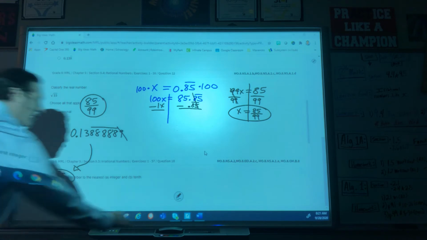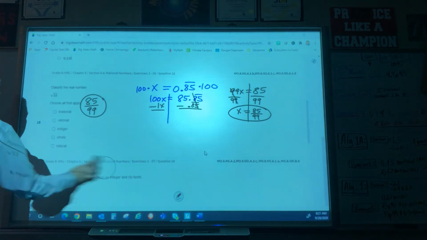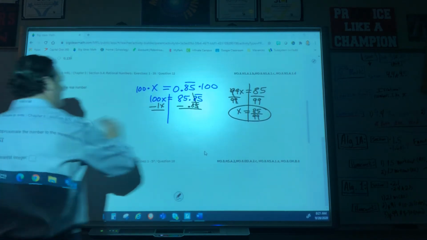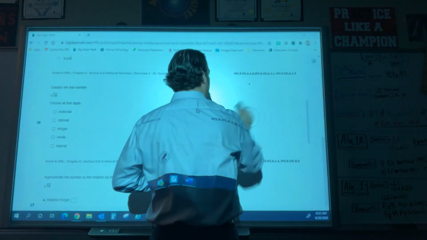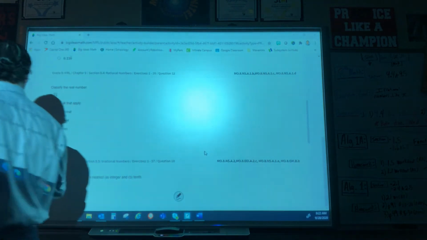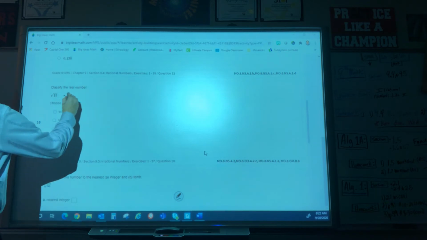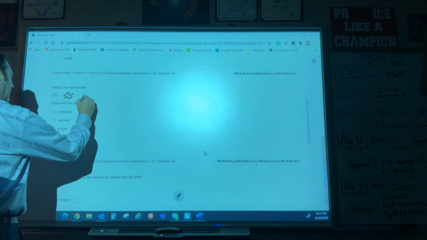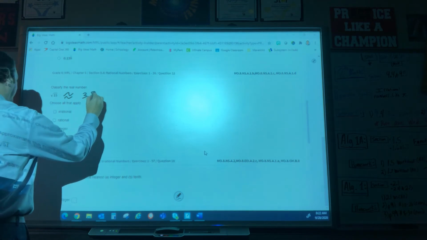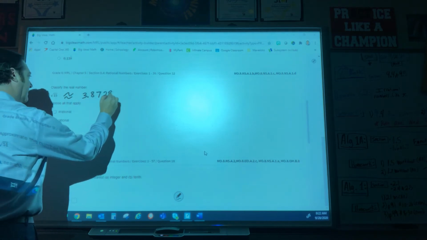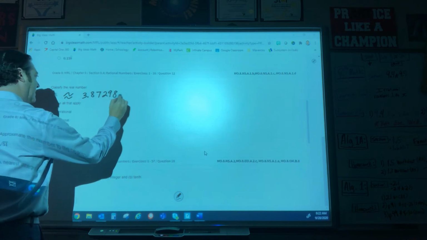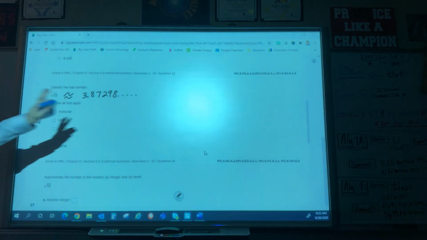On 16, we're talking about rational numbers and irrational numbers. So remember, irrational numbers are numbers that go on forever without a pattern. Rational numbers are either terminating decimals or repeating decimals. When I take the square root of 15, let's figure out what that is. The square root of 15 is approximately 3.87298, and then it just keeps going. And I don't see a pattern.